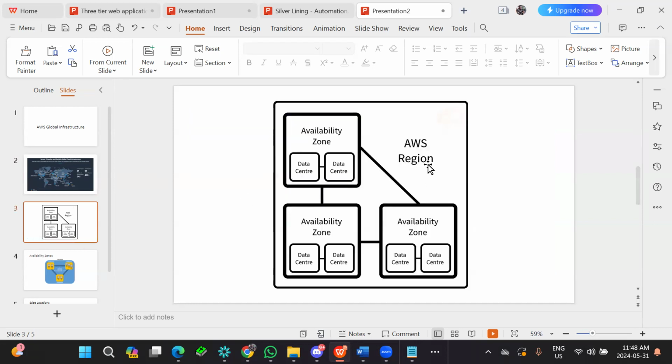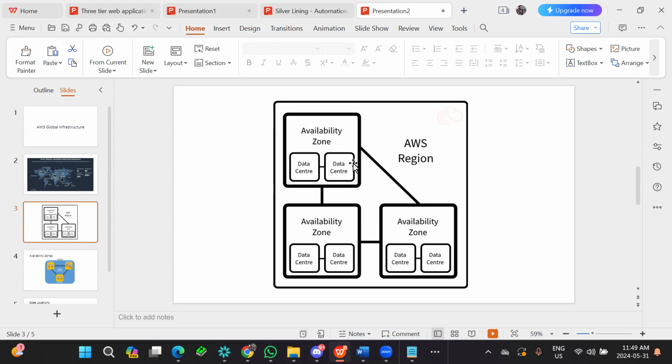The first component of that infrastructure is the region. An AWS region is simply a separate geographical area that consists of multiple isolated locations called availability zones. Each AWS region is designed to be completely isolated from other regions. The aim is to provide fault tolerance, stability, and high availability for cloud services and resources deployed within it.